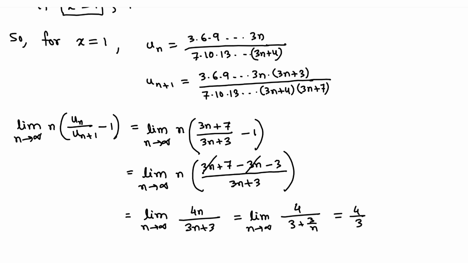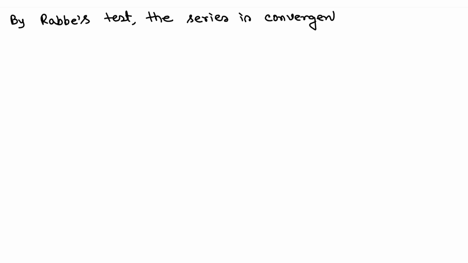Now 4 by 3 is obviously greater than 1. And by Rabb's test, when the limit is greater than 1, the series is convergent. So you can say by Rabb's test, the series is convergent when x equals 1. Clear? So finally summation un is convergent.